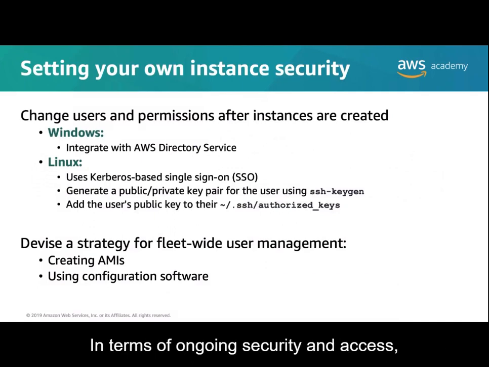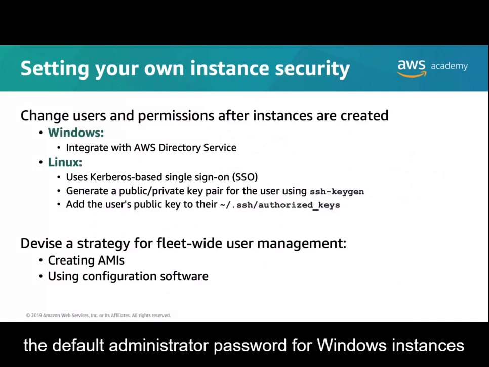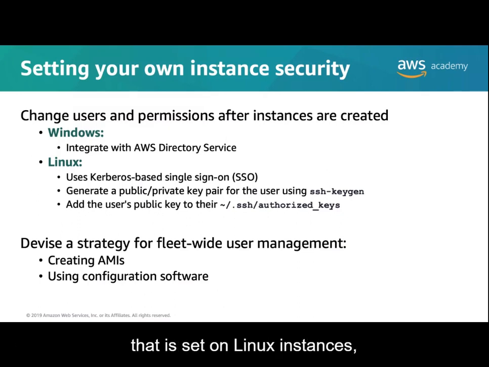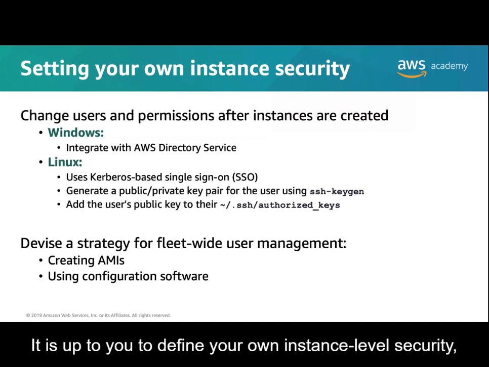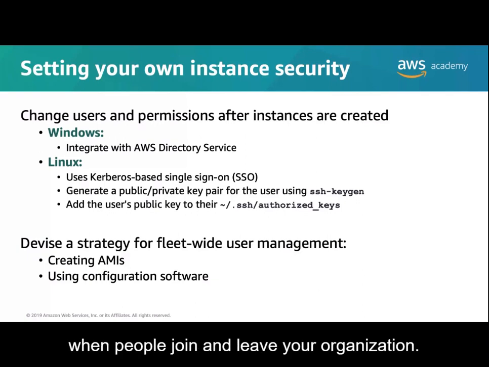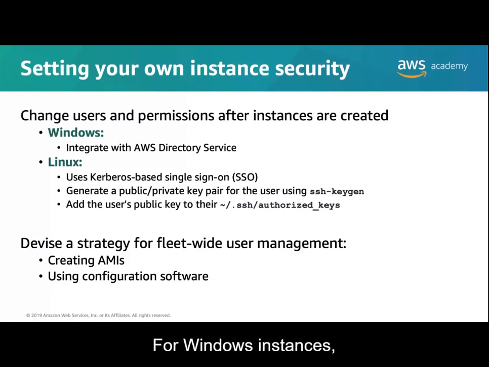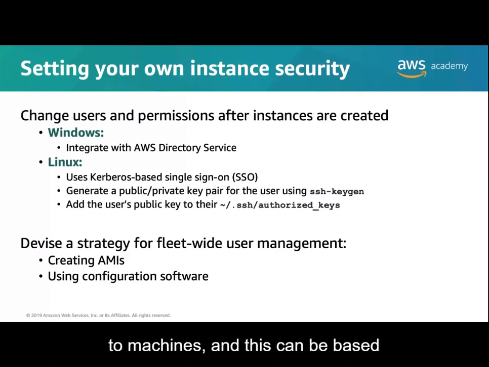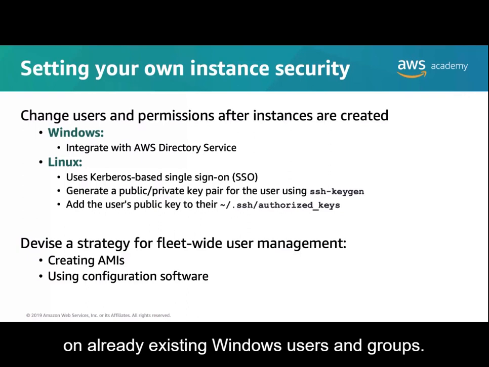In terms of ongoing security and access, the default administrator password for Windows instances and the EC2 user or potentially other default user password that is set on Linux instances should only be a starting point. It is up to you to define your own instance level security and decide how you will grant or revoke permissions for instance access when people join and leave your organization. For Windows instances, AWS Directory Service can be used to grant and revoke access to machines, and this can be based on already existing Windows users and groups.